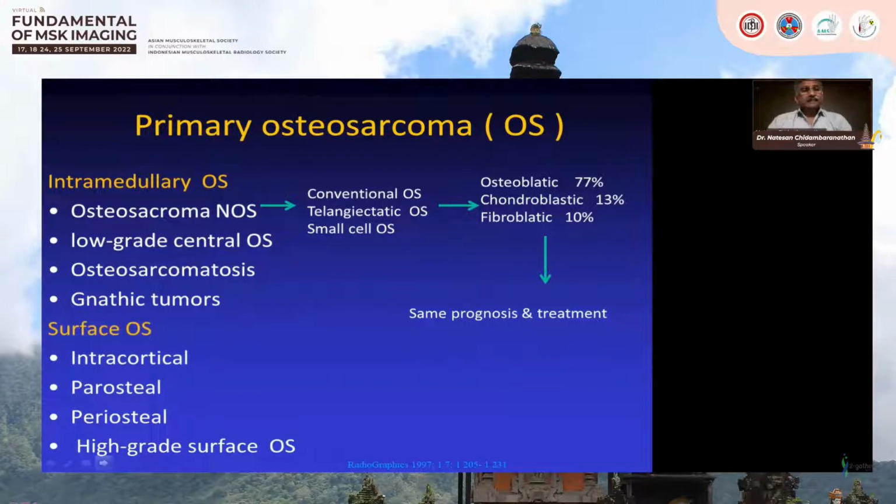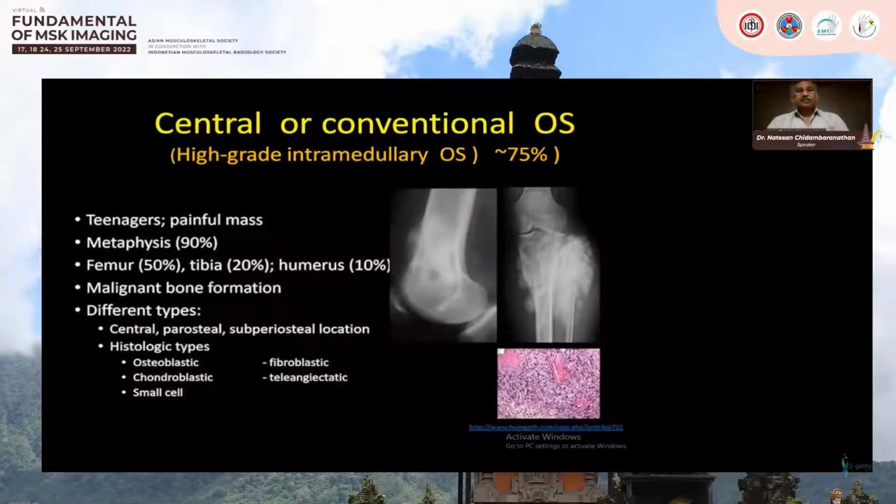The next entity is surface osteosarcoma. The surface osteosarcoma can be purely intracortical or paraosteal or periosteal or high-grade surface osteosarcomas. All of you know the central conventional osteosarcoma, otherwise so-called high-grade intramedullary osteosarcoma, accounts for 75%, commonly occurs in the teenage group, painful mass in the metaphysis, particularly the lower end of the femur or upper end of the tibia, with a dense bone-forming mass with a speculated margin, ill-defined zone of transition, and a metaphyseal location.